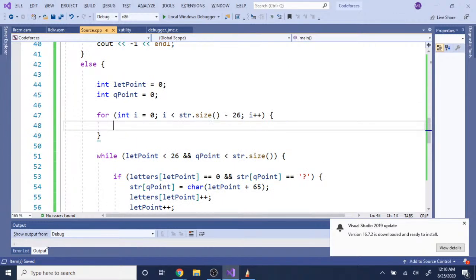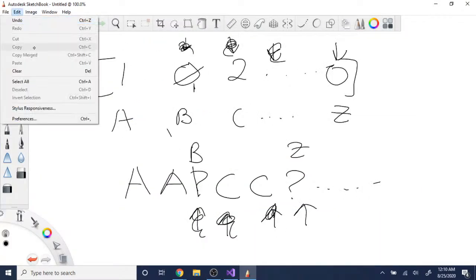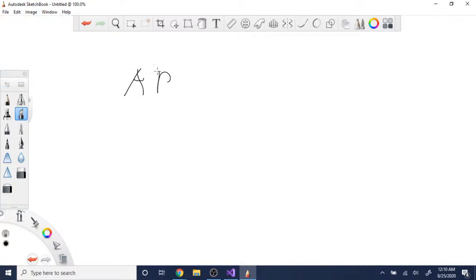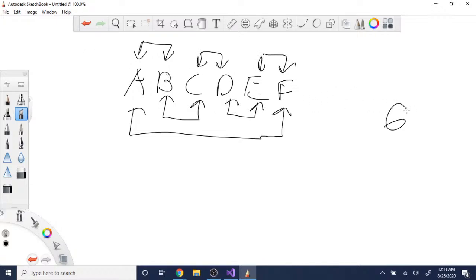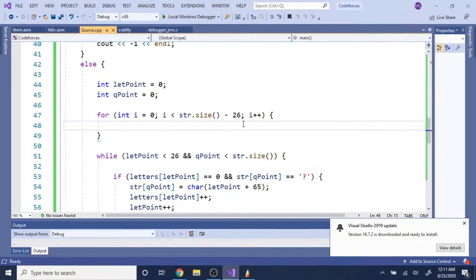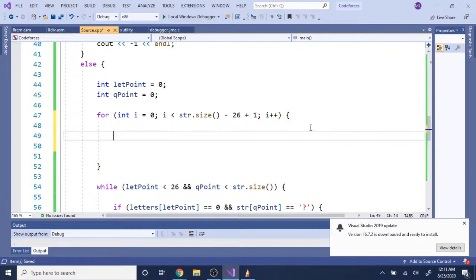Hold up, let's check, go back to our sketchbook. So let's say I have A, B, C, C, D, E, F. Let's say I want to go through every two substrings. 1, 2, 3, 4, 5, 6. 6 minus 2 is 4, plus 1 is 5. So there would be 5. So there would be 6 minus 26 plus 1. Yeah. Okay. So that's what our i counter is going to go through. That's the number of contiguous substrings.